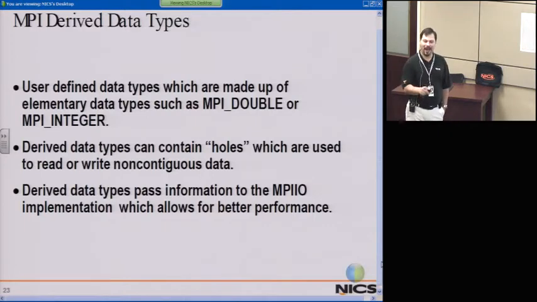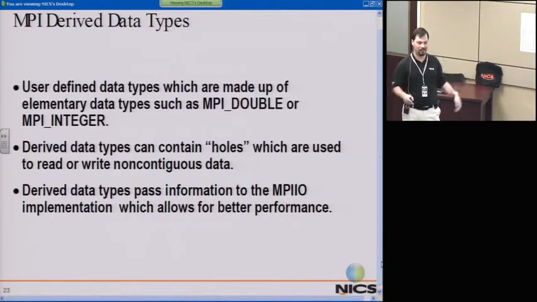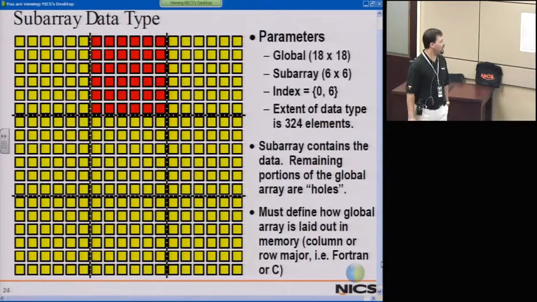So derived data types pass information to MPIO. It's a fairly powerful way to do this, where you're telling MPIO, out of, say, this set of 20 bytes, I can access this set of 6 bytes or this set of 4 bytes, and not any of the others. So we're going to talk about the subarray data type.